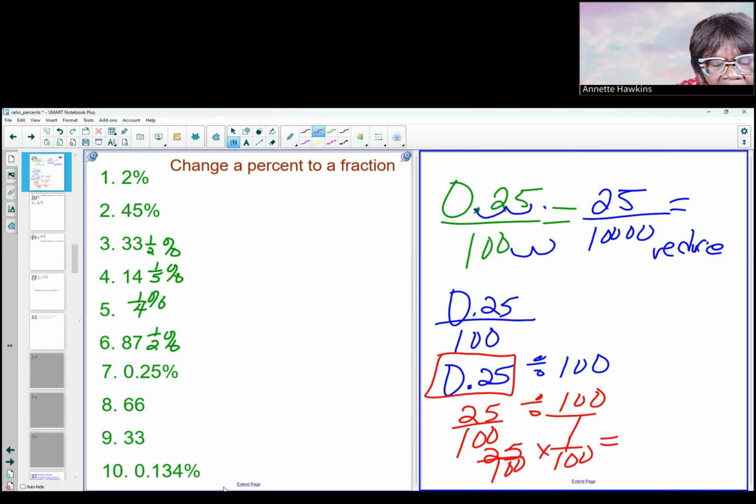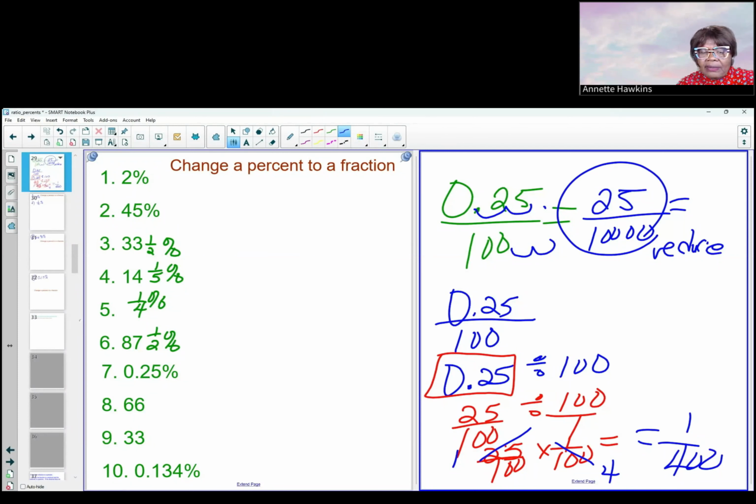Okay. Now, remember, the other fractions we could not reduce. We can reduce along the diagonal. 25 into 25, 1. 25 into 100, 4. 1 over 400. See, this needs to be reduced. So 25 will go into 25 one time. 25 will go into 100 4 times. So we do get the same thing. Okay. So 1 over 400.